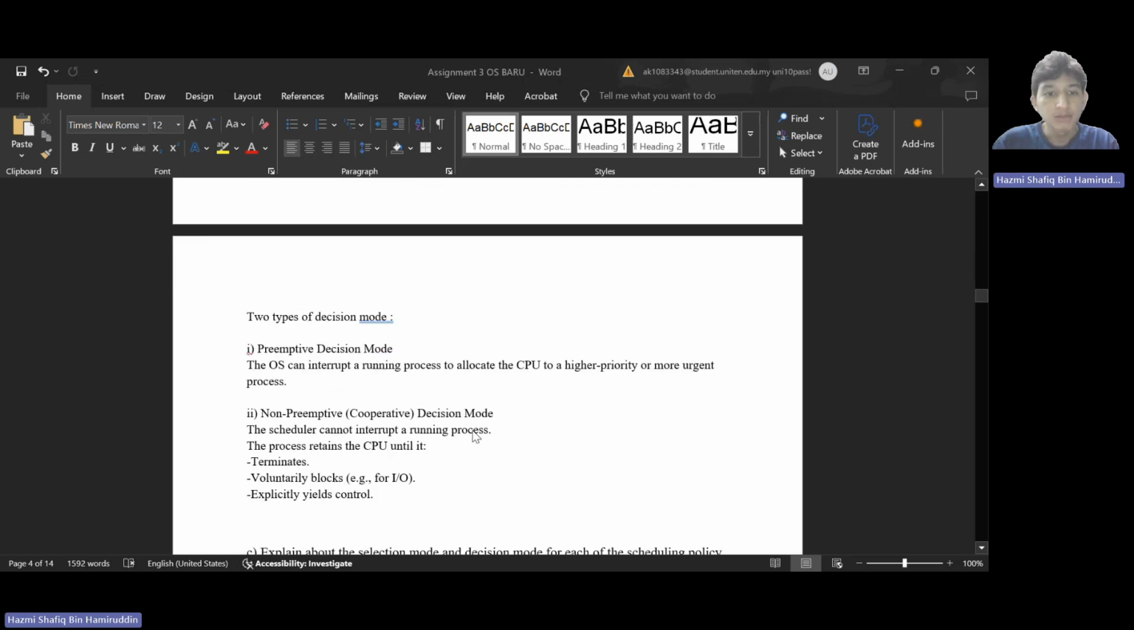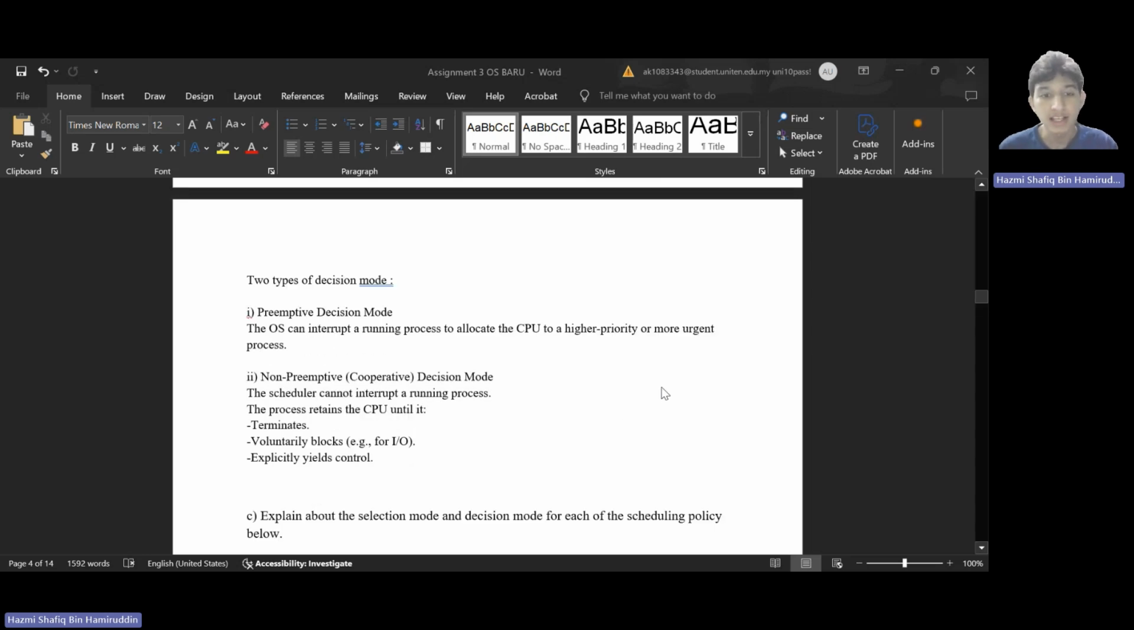Two types of decision mode: number one is preemptive decision mode. The OS can interrupt a running process to allocate the CPU to a higher priority or more urgent process. Number two is non-preemptive, cooperative decision mode. The scheduler cannot interrupt a running process. The process retains the CPU until it terminates, voluntarily blocks, or explicitly yields control.